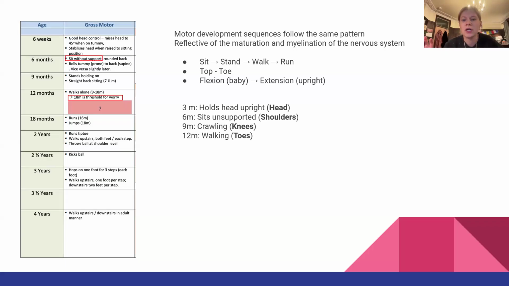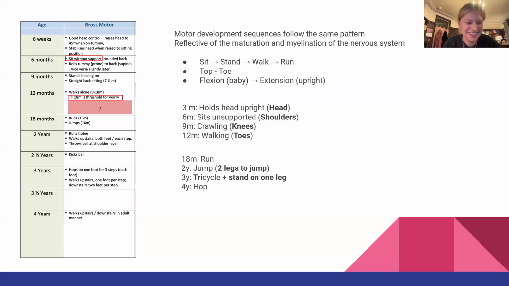So to give you an idea, going from 3 to 12 months, so 3, 6, 9, 12, you can think of it as head, shoulders, knees, and toes. First of all, at 3 months, you have to hold your head upright. At 6 months, you have to sit unsupported. At 9 months, you start crawling. And then at 12 months, you start to walk or cruise by holding on to objects around you. So hopefully that's easy to remember.